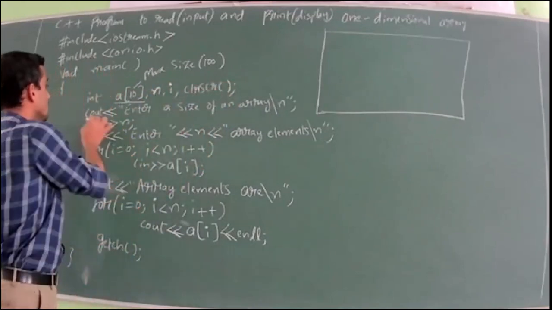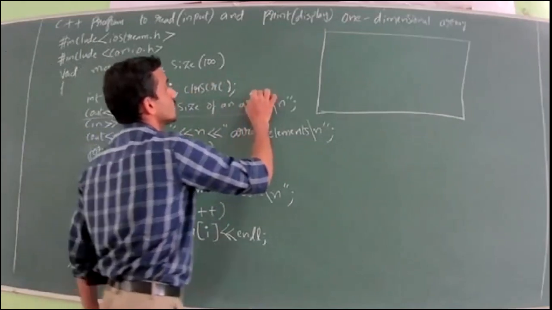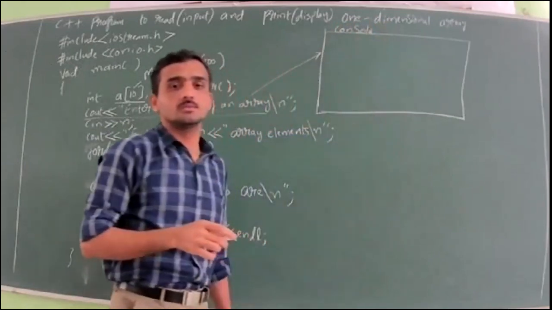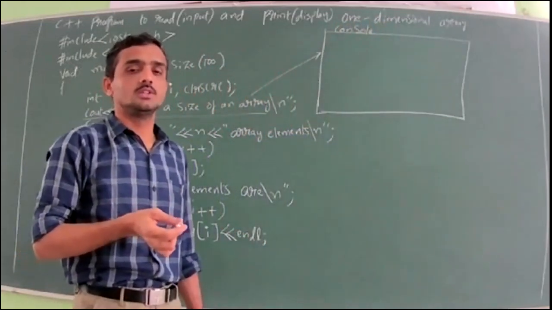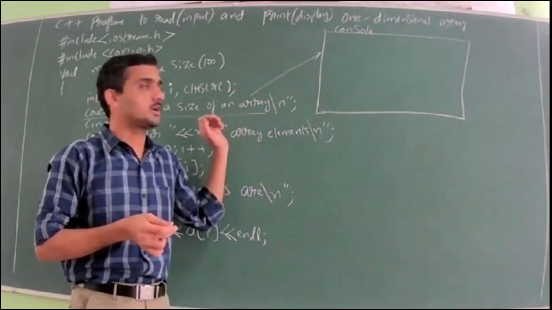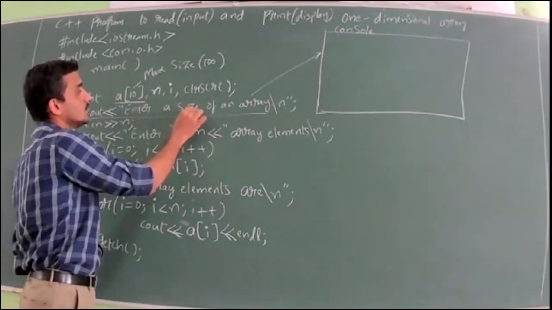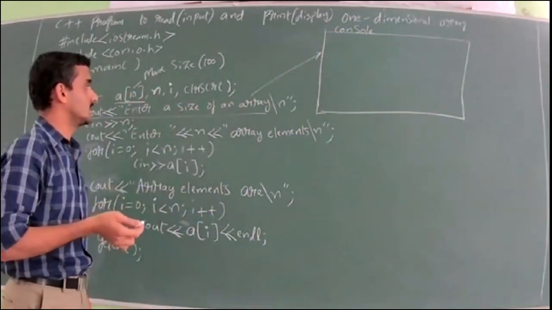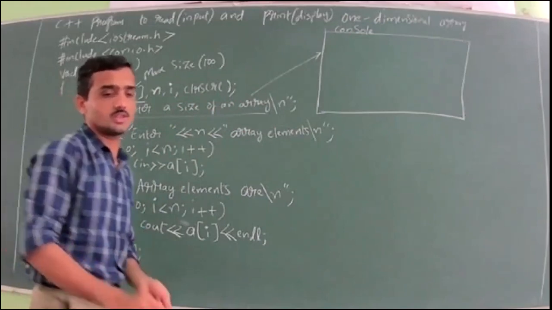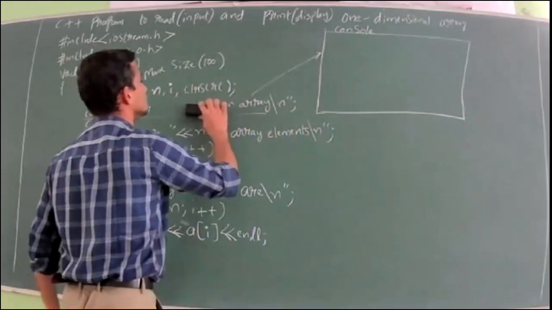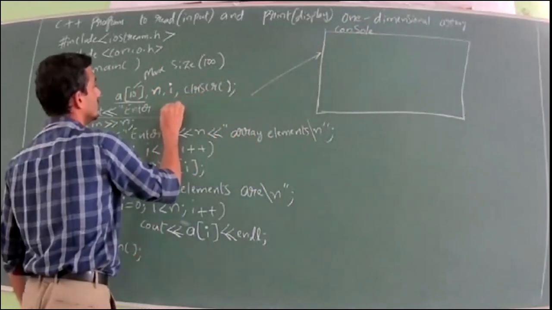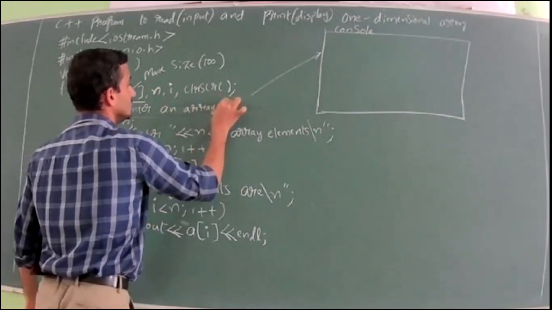Next there is a cout statement. Whenever you come across a cout statement, you just go to the console screen and write that part, whether it is a message or a value or whatever it is. In a cout statement, three things we come across: string, argument, and manipulator. Here, enter the size of an array. This message is printed as it is. We can make this sentence shorter: enter an array size.